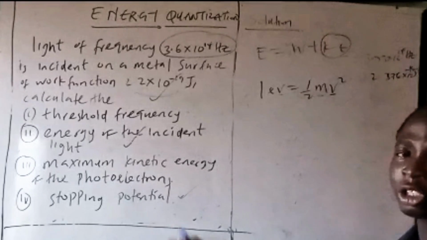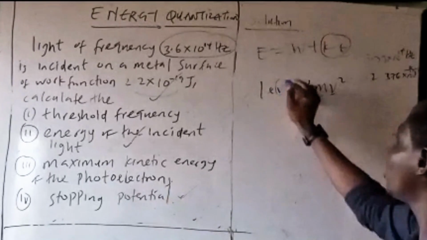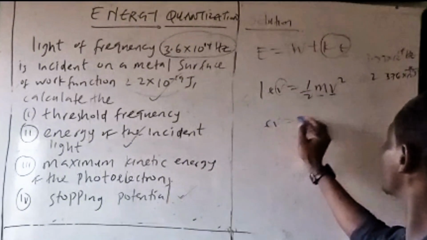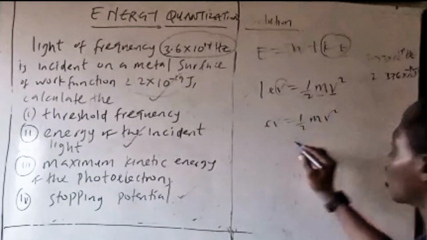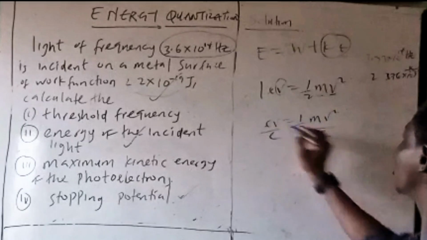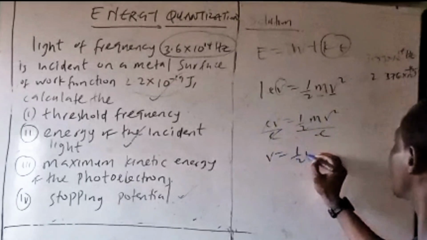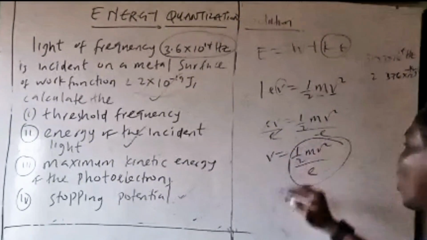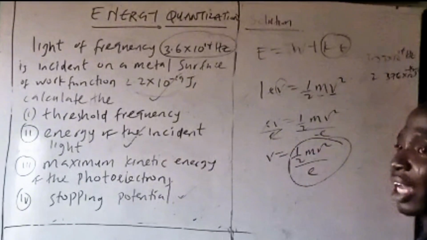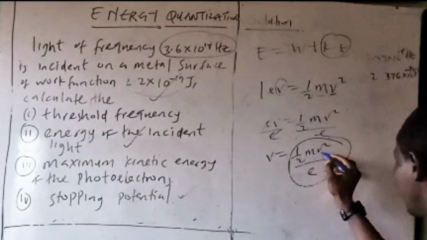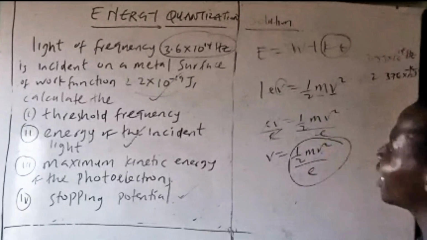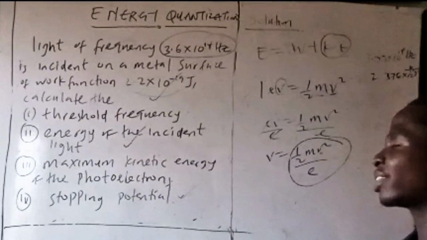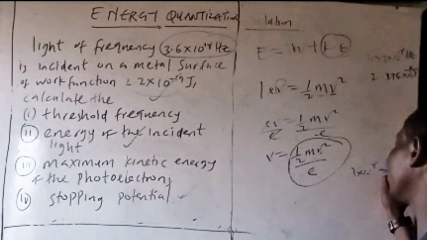So in order to now calculate the stopping potential, we're going to make Vs the subject of the formula. So here we're going to have eVs is equal to 1 over 2 mv squared. So we divide through by e. So we're going to have Vs is equal to 1 over 2 mv squared over e. I will now substitute the values. As far as m is concerned, that's the mass of the electron. Don't forget that this v here is velocity, and this velocity has to do with the speed of light, that is 3 times 10 raised to 8 meters per second.